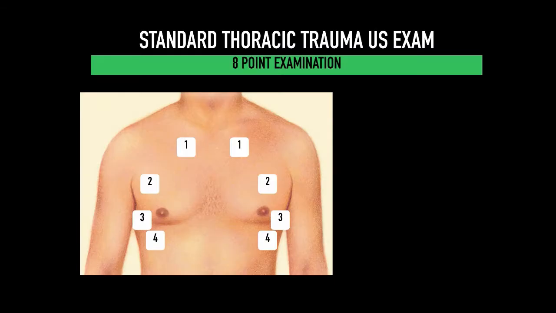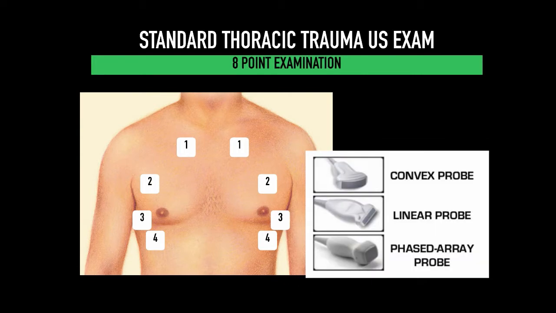The standard thoracic trauma ultrasound exam is an 8-point examination. That's 4 on each side of the thorax. We're really going to focus on points 1 and 2, and that's for the detection of pneumothorax. The probes most commonly used for this examination include the phased array probe, which has a low footprint and spreads out in a fan shape, and the linear probe, which is higher frequency and allows for better visualization of the pleura. The convex probe can also be used and will cast over multiple rib interspaces.